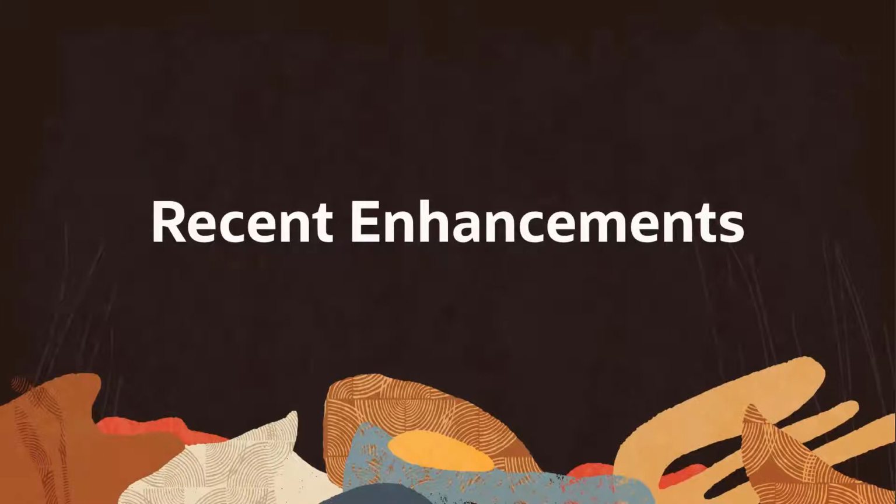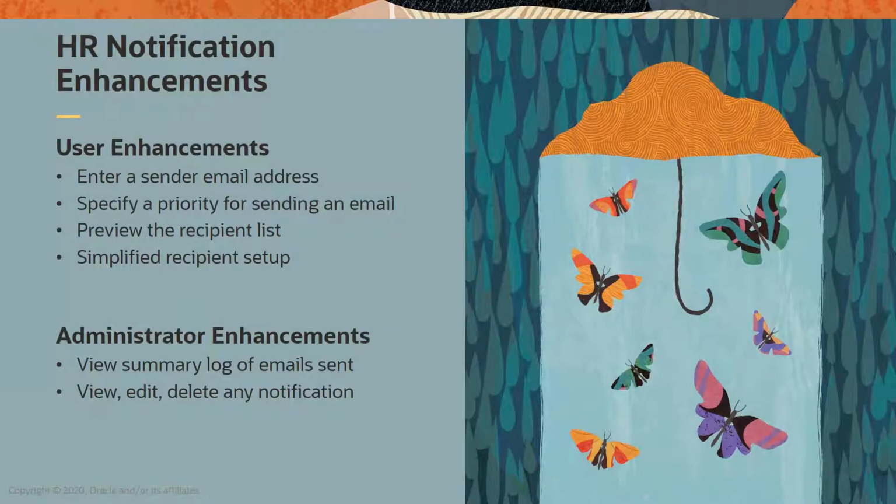Okay, let's look at some recent enhancements. So in image 34, we did deliver some enhancements. The first one was to be able to enter a sender email address. And this was the number one thing asked for, and it's basically to be able to put an address other than your own email address in as the from address. You can specify a priority for sending an email, and preview the recipient list, and that's in a couple of places. You'll be able to do that.